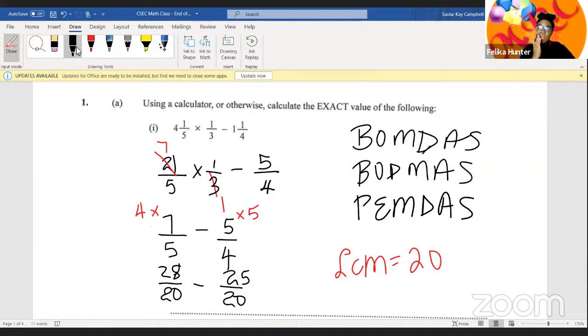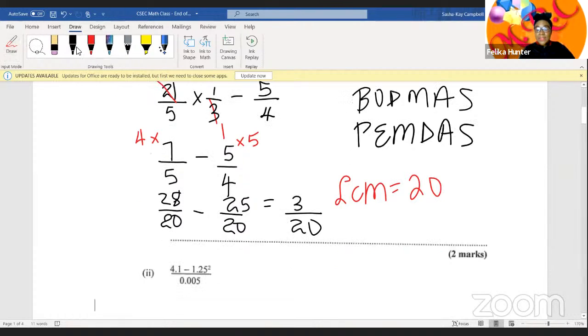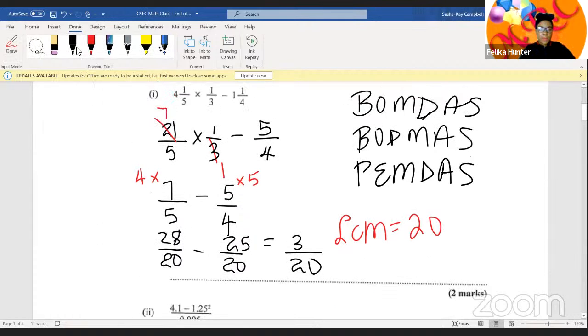Anytime you're adding or subtracting fractions, you always need to make sure that the denominators are the same. All right, so we can go ahead and say 28 minus 25, and that gives me 3 all over 20. And for that, it is 2 marks.